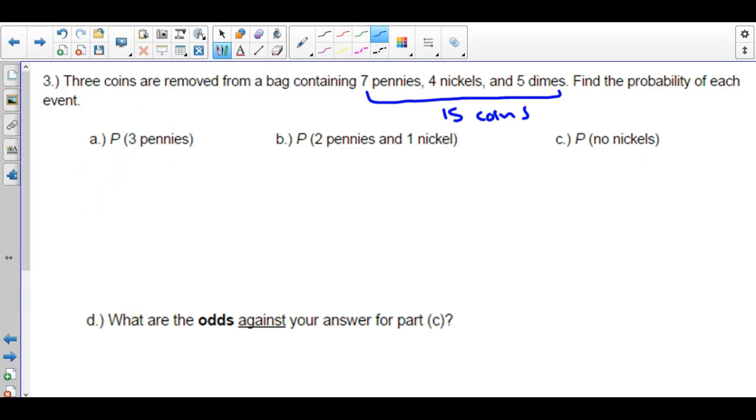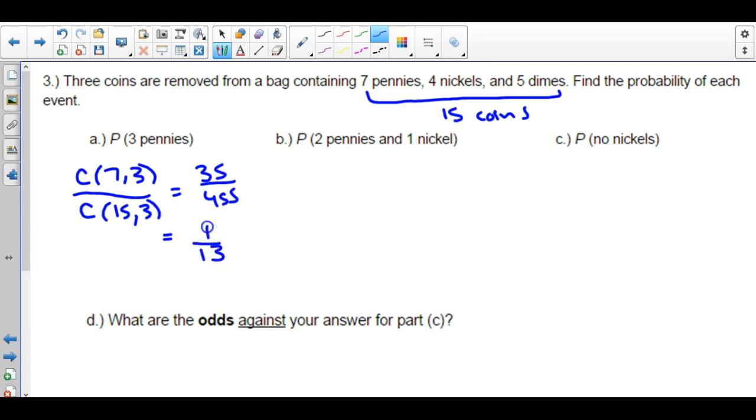So what I want to do on my numerator is look at my desired outcome, which is choosing my 3 pennies. Now there are a total of 7. So out of those 7, I want to pick 3, but my denominator is going to be my total number of outcomes. So on the denominator, there are a total of 15 coins, and I'm choosing 3 of those. So you would want to divide this out. It comes out to 35 over 455, which is going to simplify to 1 over 13.